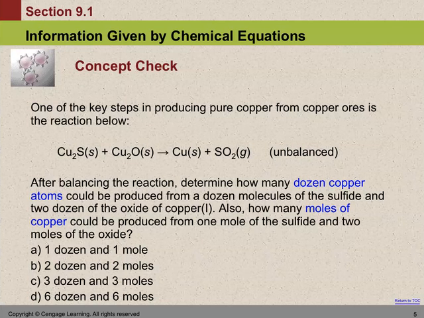When you balance the equation, you should have a coefficient of 1 in front of the copper(I) sulfide, a coefficient of 2 in front of the copper(I) oxide, a coefficient of 6 in front of the copper metal, and 1 in front of sulfur dioxide. Now that you have those coefficients in place, you can have a look at how many dozen copper atoms could be produced from a dozen molecules of sulfide and 2 dozen of copper(I) oxide. The answer is 6 dozen, and likewise 6 moles of copper can be produced.